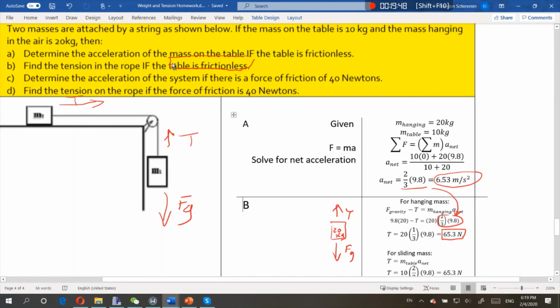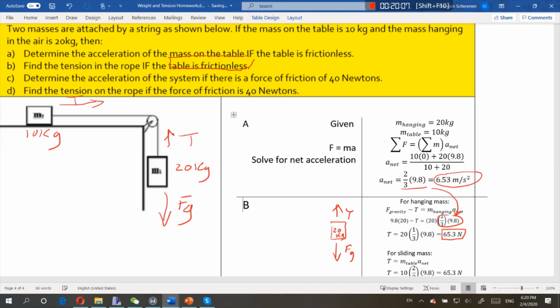So this is our homework. We were given that there are 2 masses attached by a string. The mass on the table is 10 kilograms. The mass hanging off the table is 20 kilograms.